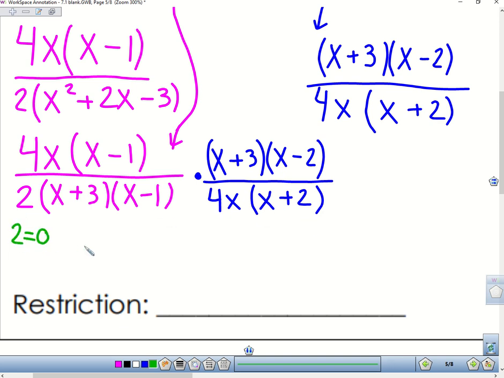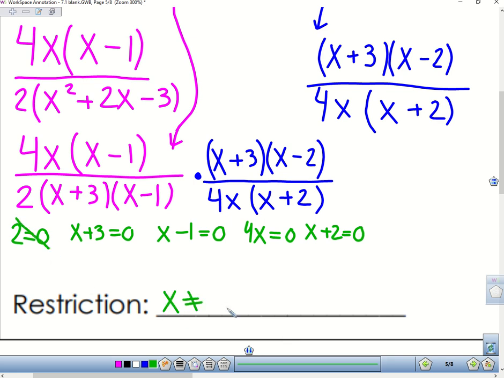So 2 equals 0, x plus 3 equals 0, excuse me, x minus 1 equals 0, 4x equals 0, and x plus 2 is equal to 0. So these are all of our restrictions. Now this one just gets rejected, and then I'm just going to solve these. So x can't be -3, x can't be +1, x can't be 0, and x can't be -2. So I just solved all those one-step equations to get those results.